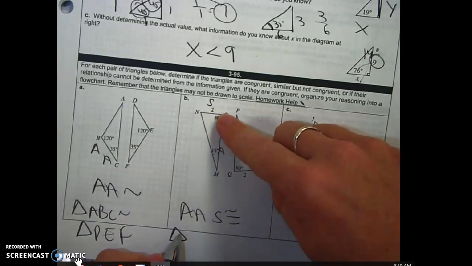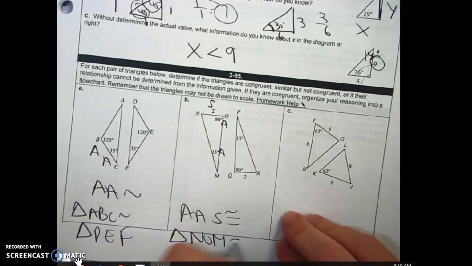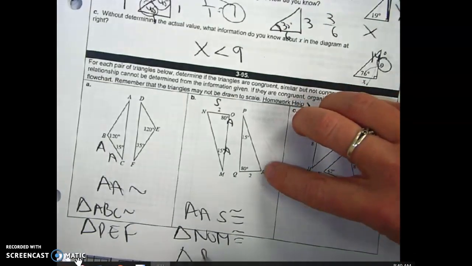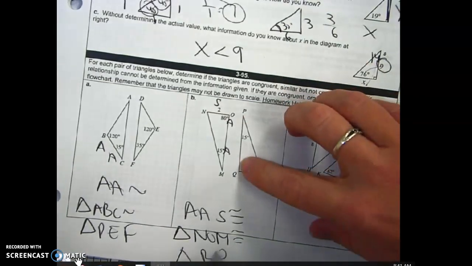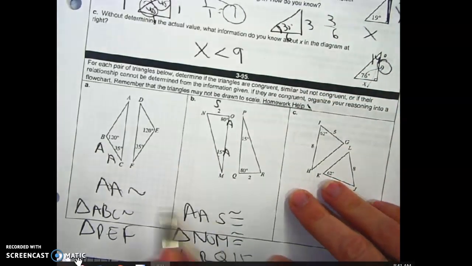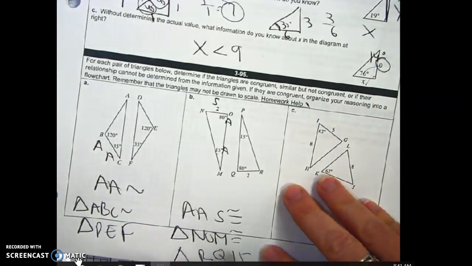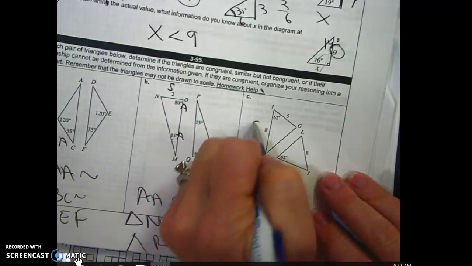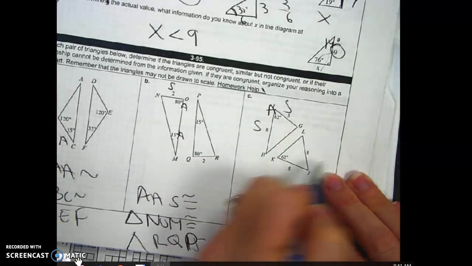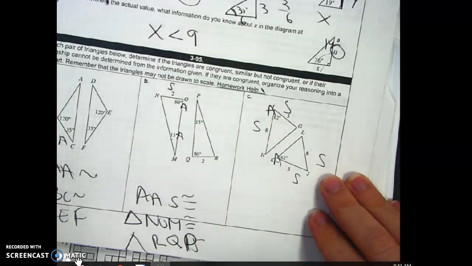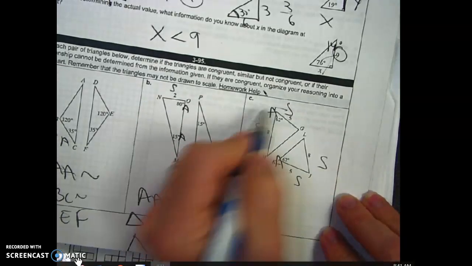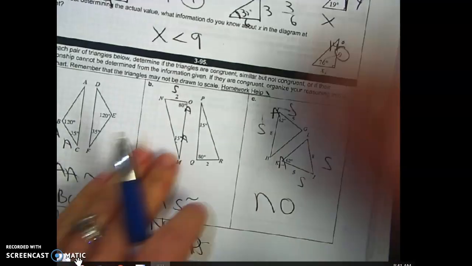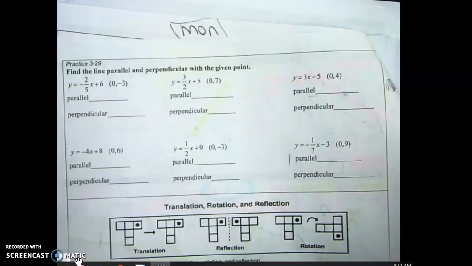We'll say triangle NOM is congruent to triangle... Okay, so the N is the one that doesn't have anything, so the R doesn't have anything. The O is the 80, and the M is the 15. Oops. So wait, RQP. All right. Let's see, this is side, angle, side, and this is side, side, angle. So they don't match. That's SAS, and that's a bad word. So no, they are not congruent, they're not similar, they're not anything. Okay, let's go to the next page.